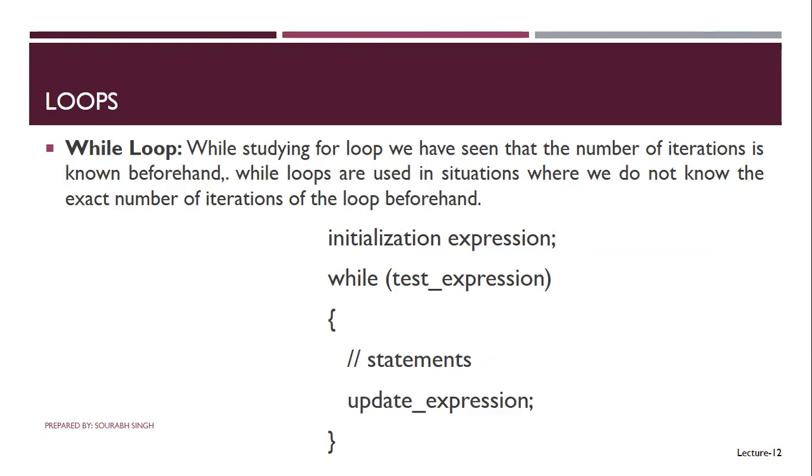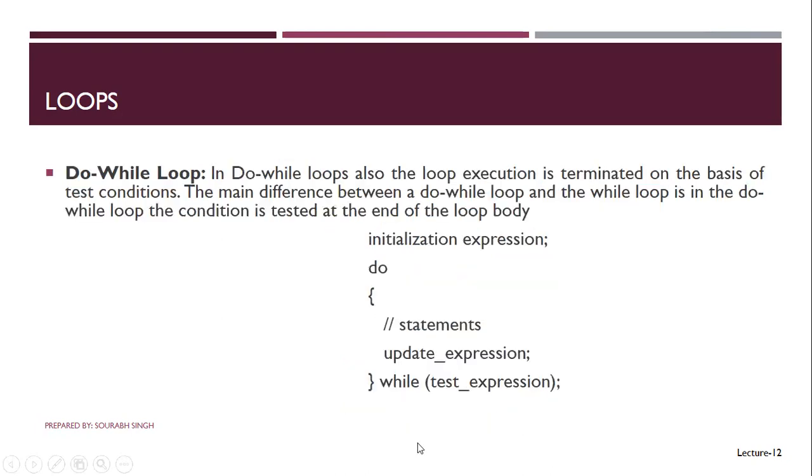The other one is the while loop. While studying the for loop, we have seen that the number of iterations is known beforehand. While loops are used in situations where we don't know the exact number of iterations of the loop beforehand. Firstly, you can see the syntax of the while loop. In the while loop, we mention the test expression and we check it. If the condition is true, then we execute the statements written inside the while loop body. Otherwise, we exit from the while loop.